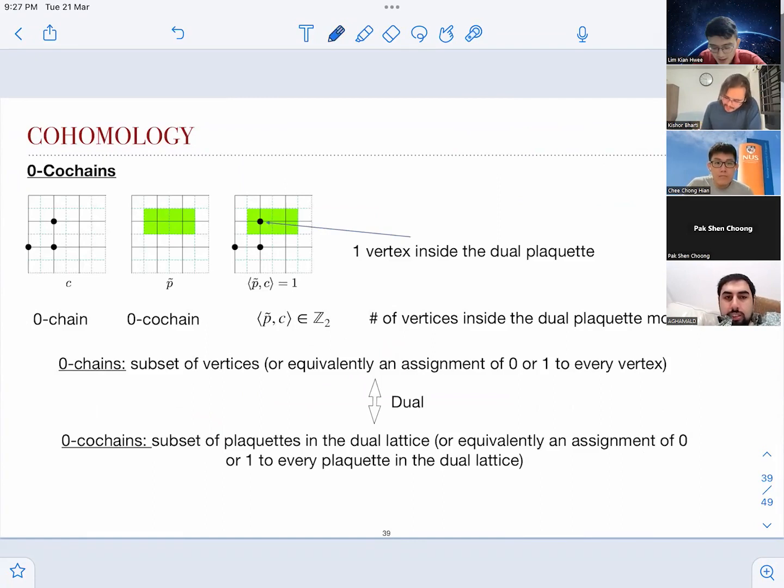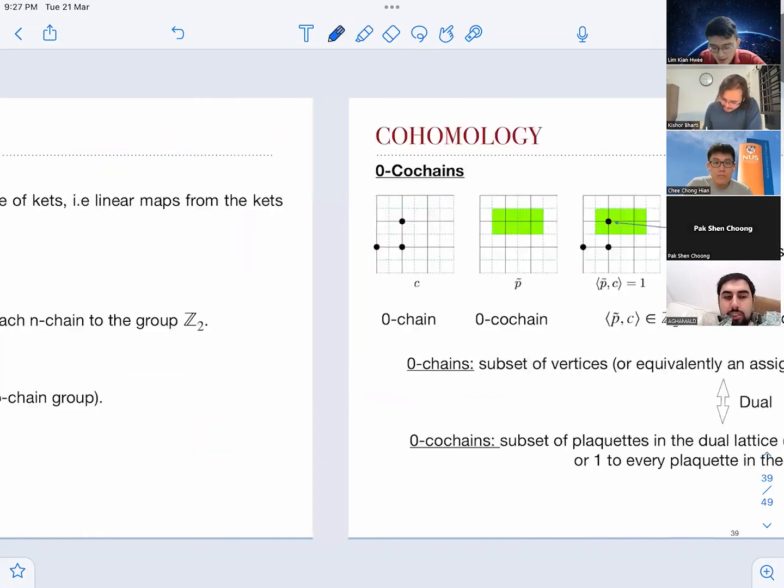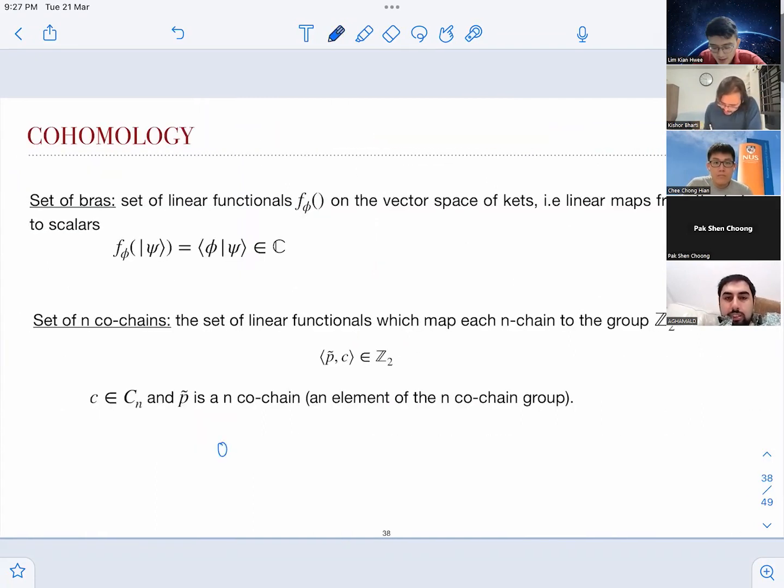So we had three objects: a 0-dimensional object, a 1-dimensional object, and a 2-dimensional object. If you remember the toric code, we were interested in vertices, edges, and faces. In the dual lattice, your vertex became a face, an edge remained an edge, and a face became a vertex. I mean, if you remember from the last time.